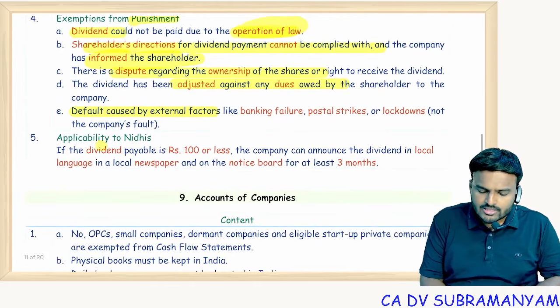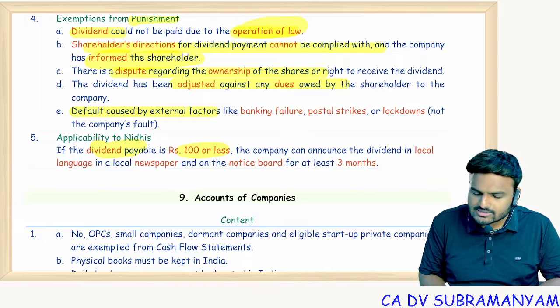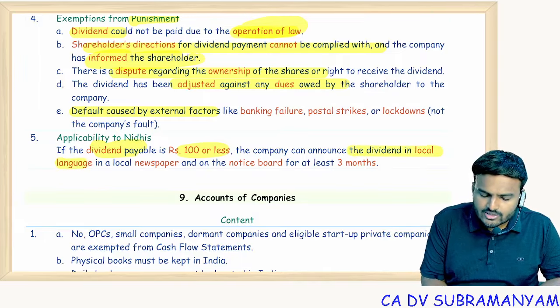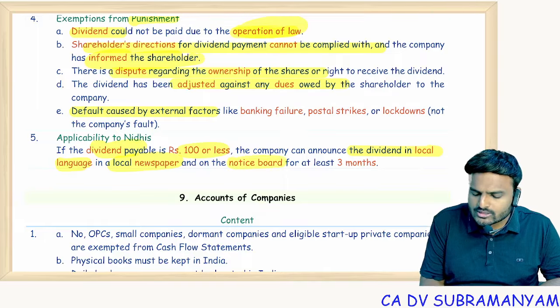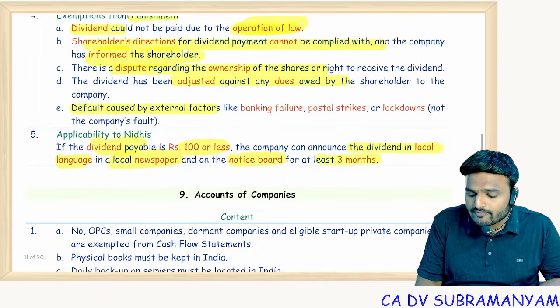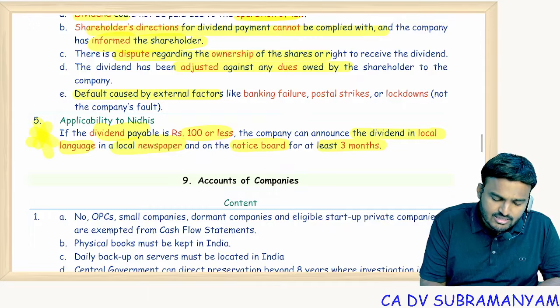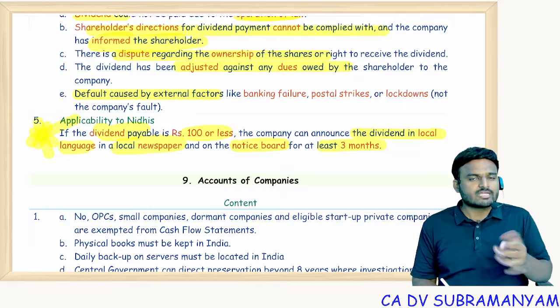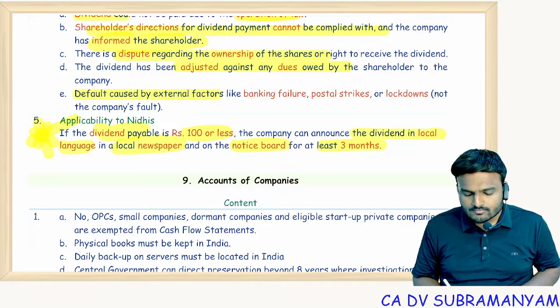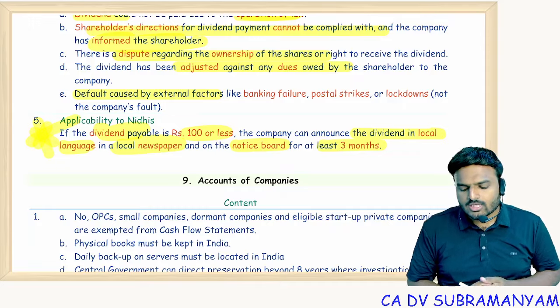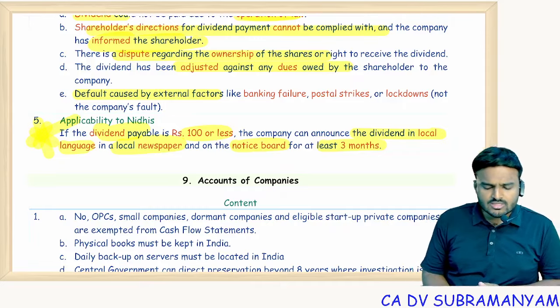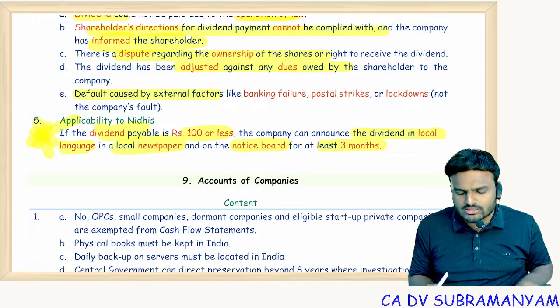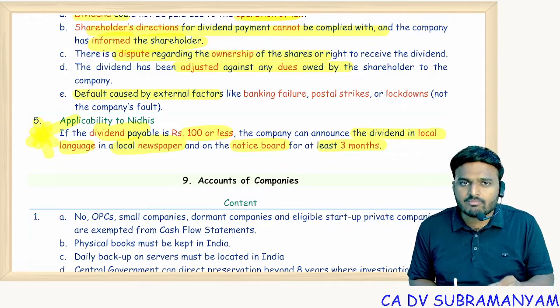Next one, ma. If dividend payable is 100 or less, the company can announce the dividend in the local language in a local newspaper and on the notice board. Display on the notice board for at least 3 months. Can be expected if the question paper is tricky. Clear? Dividend payable is 100 or less. Announce the dividend in the local language and display that notice on the notice board for a minimum of 3 months.